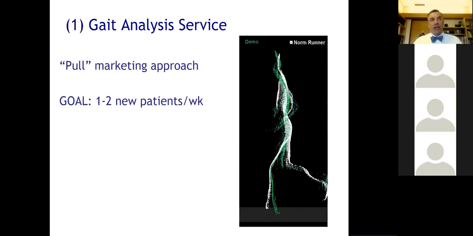I started the Running Injury Clinic back in 2004, and within a few months we quickly grew to have a 3 to 5 week wait list. We were seeing 10 to 16 patients per week just for gait assessment itself. Now, obviously, that doesn't include any rehabilitation. We were just focused on the assessment side of things. But still, it's a very conservative and very realistic goal to bring in 1 to 2 new patients per week.